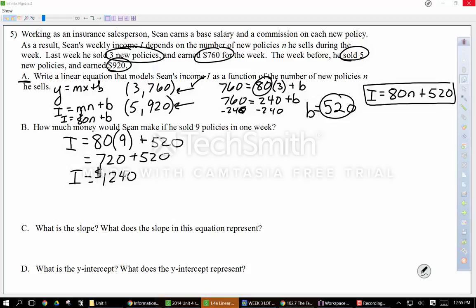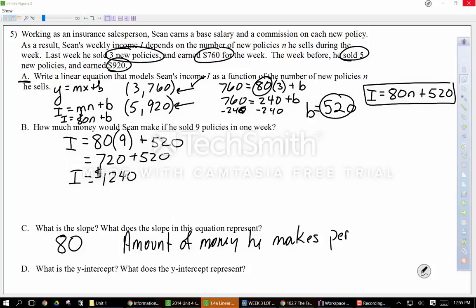Part C, what is the slope? According to your original equation in part A, the slope is 80. Second part of that, what does the slope in this equation represent? It's how much money he makes per policy. So this is the amount of money he makes per policy, and then what does he do? He has to sell it, right? So per policy sold. So the amount of money he makes per policy sold.